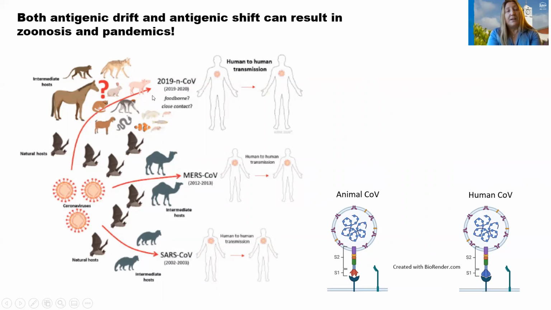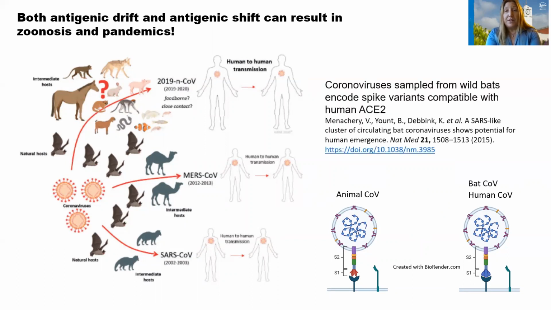For SARS-CoV-2, the cause of COVID-19, an intermediary animal has not yet been identified. And further, it could be that there is no intermediary animal that was necessary for this zoonotic event to happen, because it was known even in 2015, that by sampling coronaviruses, there were viruses circulating that encoded spike variants that would be compatible with interaction with the human ACE2 receptor.